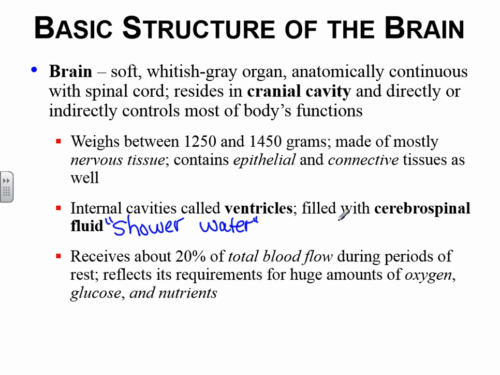Most of the brain is going to need huge amounts of oxygen and huge amounts of glucose at all times. It's a really big ATP organ. About 20% of its total blood flow, though, is going to come when it's at rest, but we really need a lot of blood flow here.